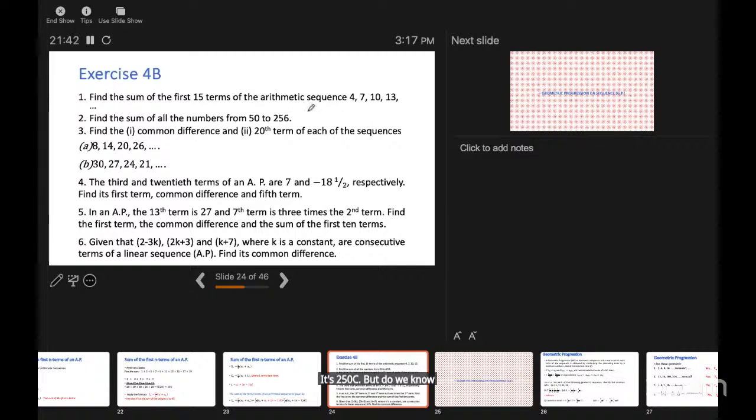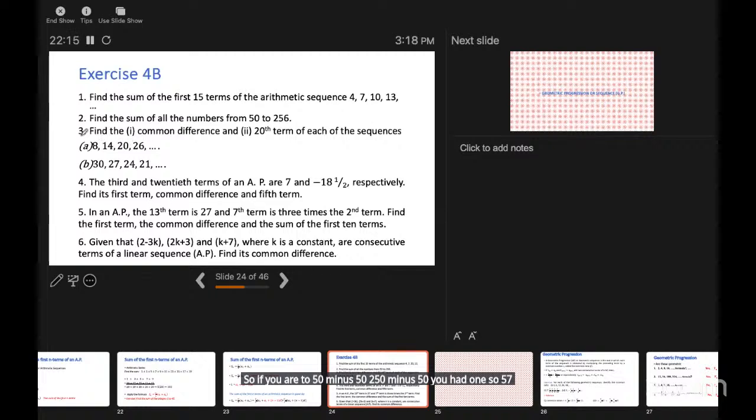Yes, sir. And what is our N? 206. 207. 207. 256 is included. So it will be 207, because 50 is inclusive. So if you subtract 256 minus 50 and add 1, you get 207.